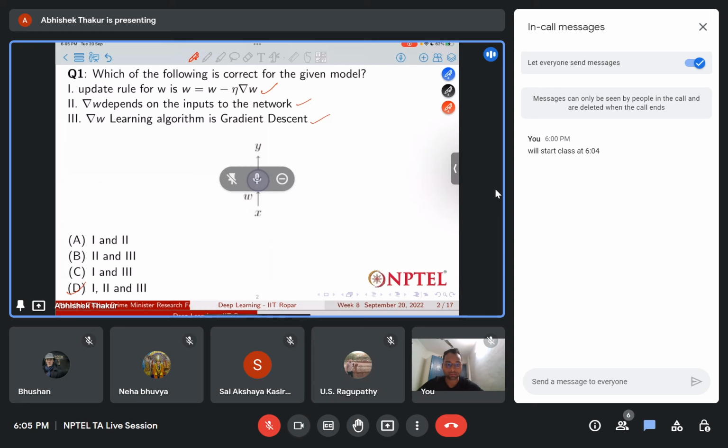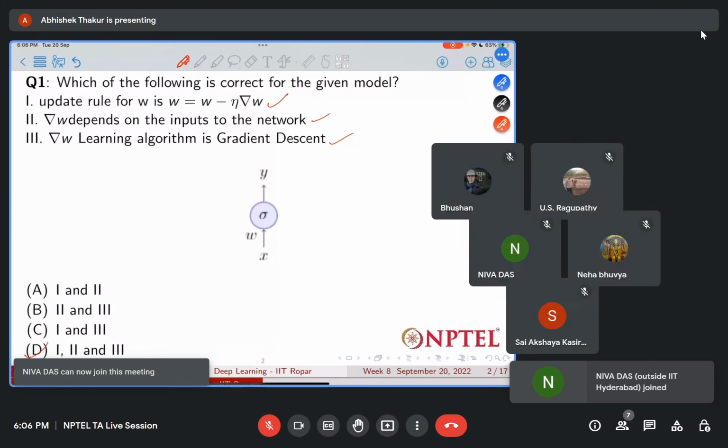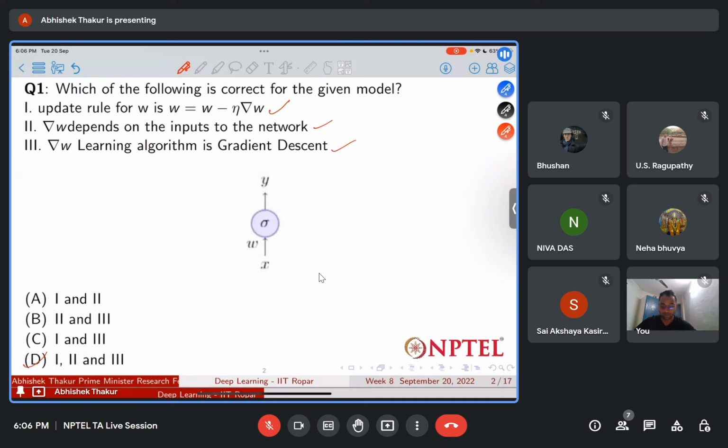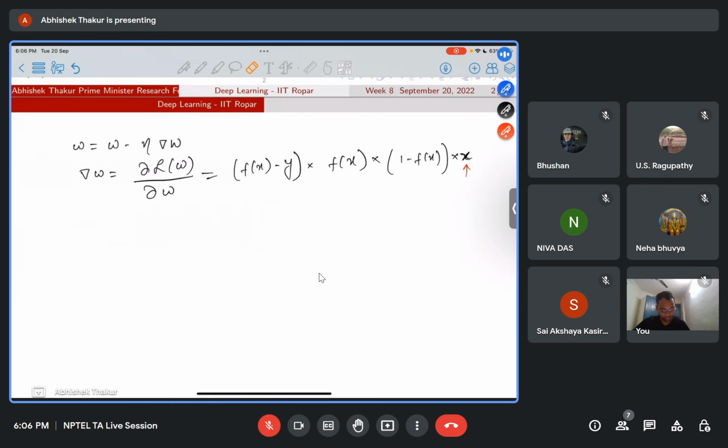Also, you can comment your answer before me if you know the answer in the chat box. And if you have any doubt, you can ask in the chat box as well, or even by unmuting yourself. So this is just a simple question depending on the update rule. This was the formula for our update rule, and it depends on the input x. Now we'll move on to the next question.